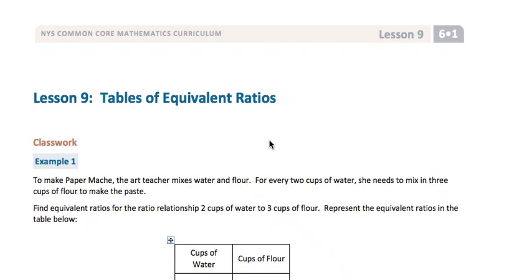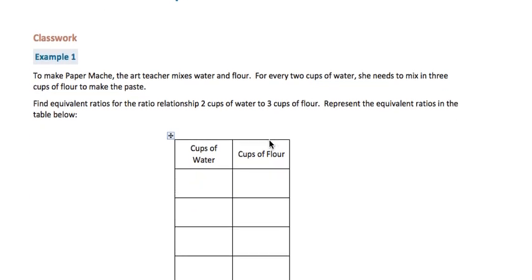In Lesson 9, we are going to create tables of equivalent ratios. Example 1 is talking about paper mache, which is a mixture of water and flour. And they tell us for every 2 cups of water, she needs to mix in 3 cups of flour to make the paste. So let's use those values to start our table. 2 cups of water to 3 cups of flour.